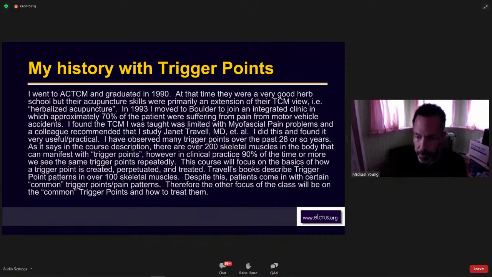And despite this, patients come in with the same ones over and over. So I want to cover the basics of what happens with a trigger point, how to diagnose it, and how to treat it. That way, if somebody comes in with a trigger point that's seen once every 10 years, you know the basics of how they develop and how they're treated, so you can apply it and read the chapter.